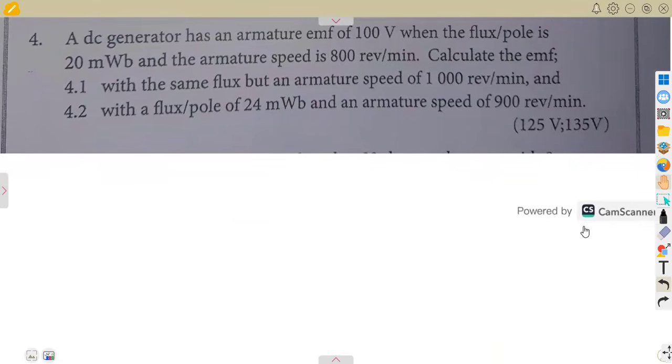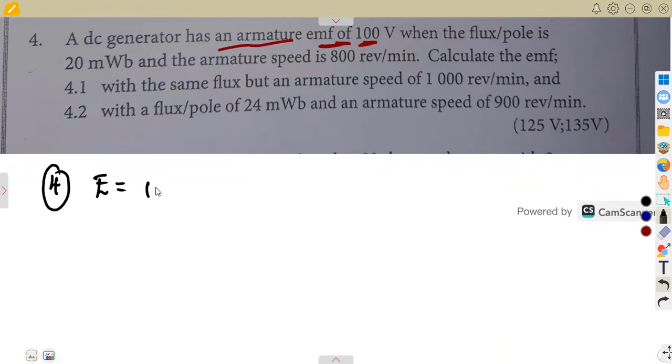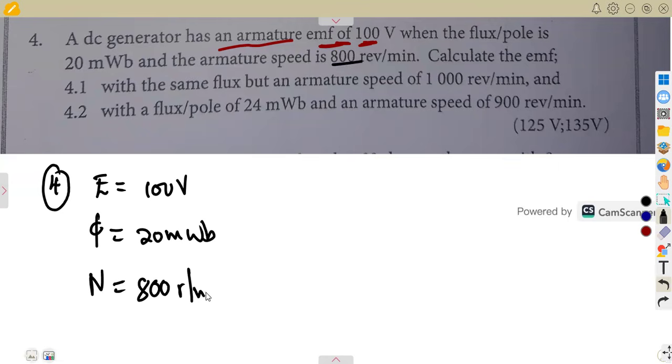All right, number 4, we are given a DC generator. It has an armature EMF of 100 volts. So we're given the armature EMF, that is 100 volts, when the flux per pole is 20 milliwebers and the armature speed is 800. So we're given the speed, 800 revs per minute.